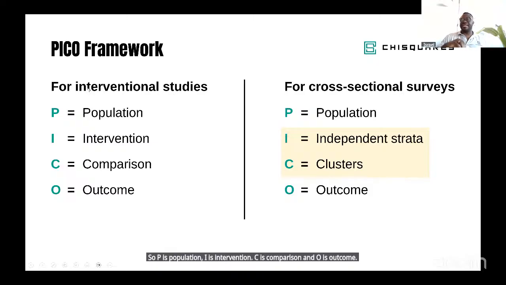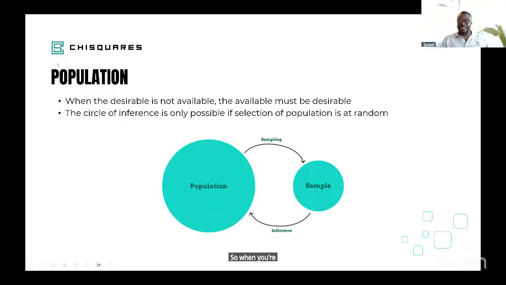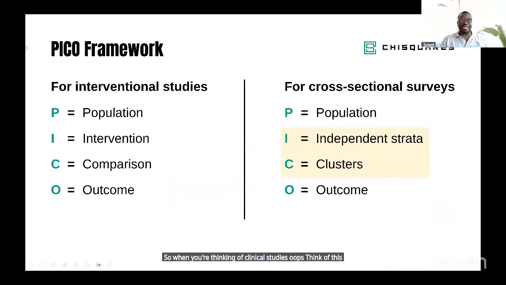Now, when we're designing complex surveys, we also have our own PICO that we have to worry about. So I came up with this model just to help with intuitive understanding of how we design complex surveys. So when you're thinking of clinical studies, think of this PICO on the left-hand side. When you're thinking of complex surveys, think of the PICO on the right-hand side. So the PICO on the right-hand side has the P and the O the same. What changes is the I and the C. The I is independent strata, and the C is clusters, right?